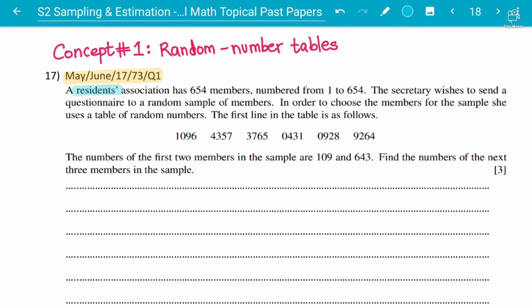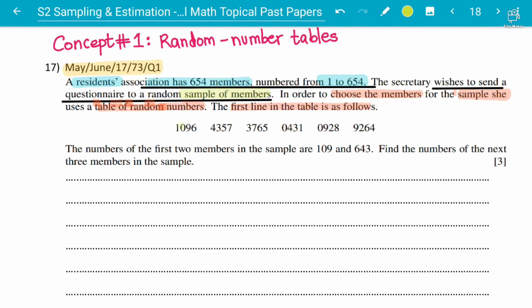A residents association has 654 members numbered from 1 to 654. They are trying to generate random numbers here, students. The secretary wishes to send a questionnaire to a random sample of members. Definitely they can't send the questionnaire to all 654 members. That is why, in order to choose the members for the sample, she uses a table of random numbers. The first line in the table is as follows.